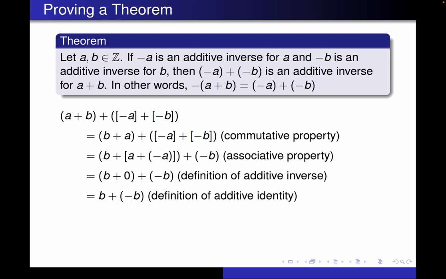And now I have b plus negative b. Negative b is the additive inverse of b. And so when we add that to b, we get 0. And that's the definition of additive inverse.